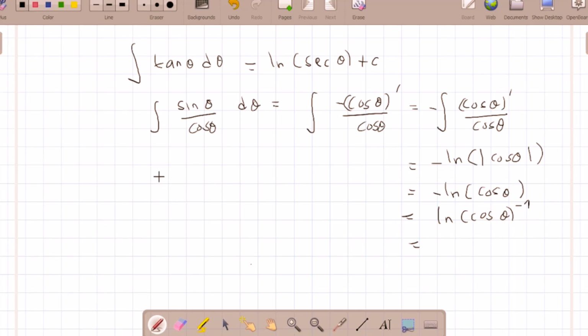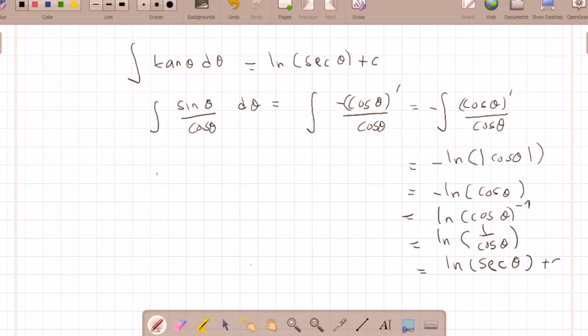Now, this is the same as having, let's imagine that you have natural log of, let's say, x to the power negative 1. Then you know that x to the power negative 1 is 1 over x. It's still the same thing. So here we shall have natural log of 1 over cosine of theta. So 1 over cosine of theta is what is known as sec of theta, plus the constant of integration.